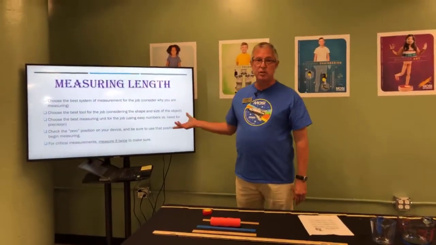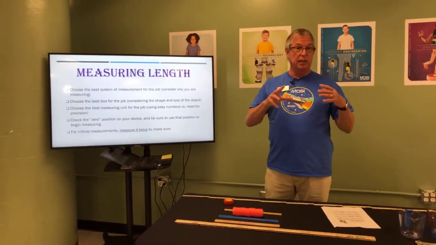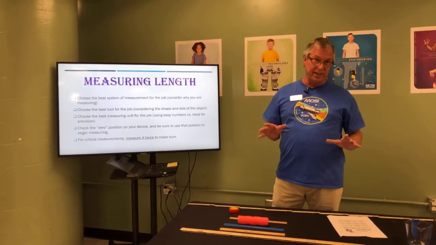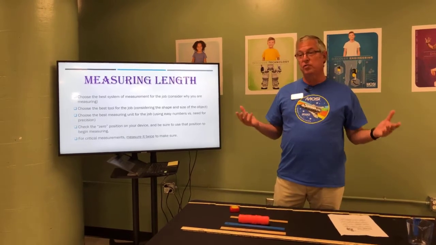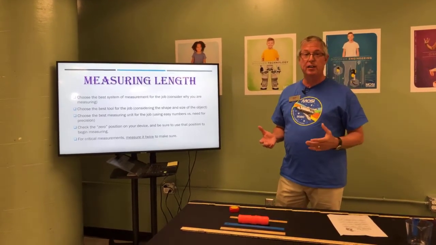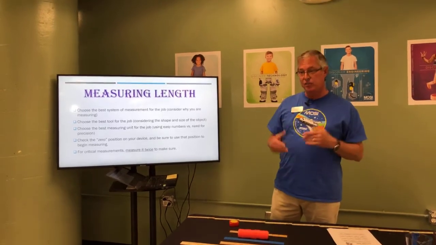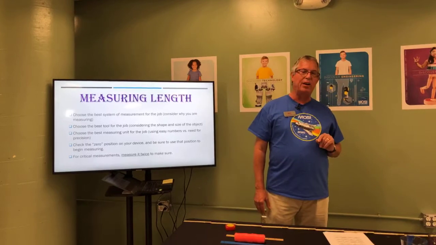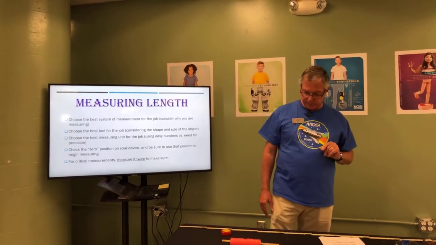And for critical measurements, folks, again, like the glass on my coffee table, I'm measuring that twice. In construction, they always say measure twice, cut once. Well, it's always a good idea to measure twice because sometimes your eye tricks you. So it's always good for critical things to make really sure of your measurements.